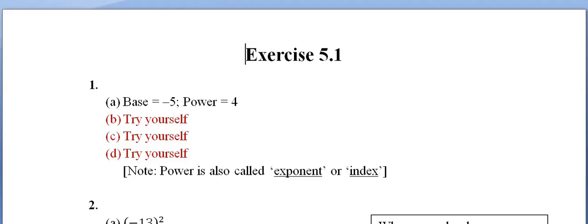Whatever number is written on top, towards the right hand side, as a small number, that is your power. And whatever number is written towards the left hand side, which is bigger than the small number, that is the base number. So minus 5 is your base and 4 is the power. Similarly you can solve question number B, C and D.